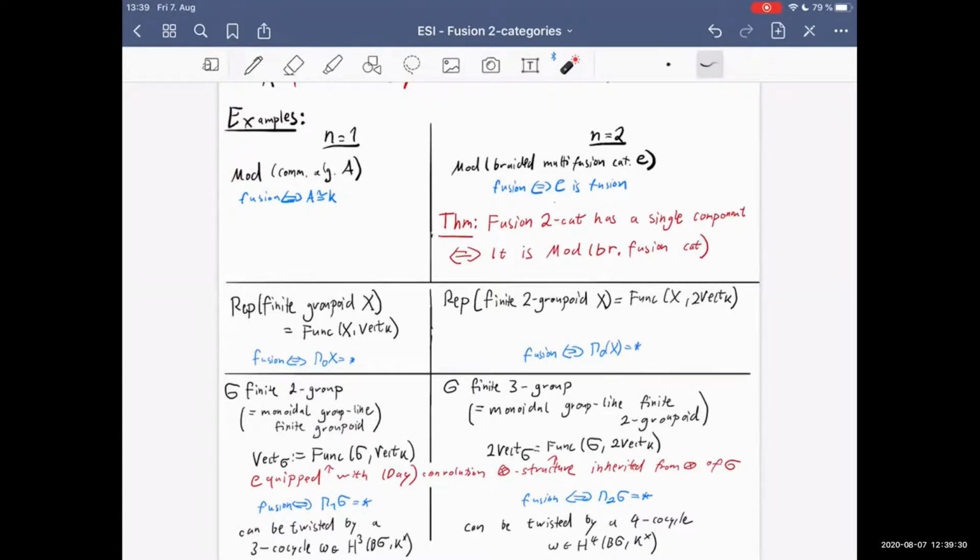If pi0 is not a point, what will go wrong? If pi0 is not a point, it just decomposes as a direct sum of things. Direct sum, okay. Because if pi0 is not a point, then you can just write X as a disjoint union, and this disjoint union structure translates into just a direct sum decomposition of this category. And the direct sum of multi-fusion or fusion categories is never a fusion category, right? Okay.